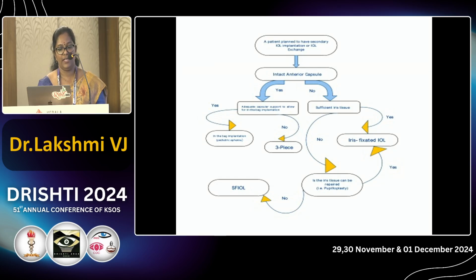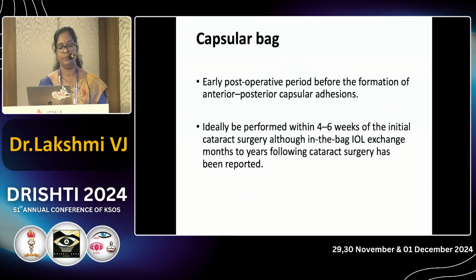And if it is not there, see whether a pupilloplasty can be done in case of trauma and all. If definitely the iris is quite good and the pupil is quite round, you can try an iris claw, but better go in for a SF IOL.